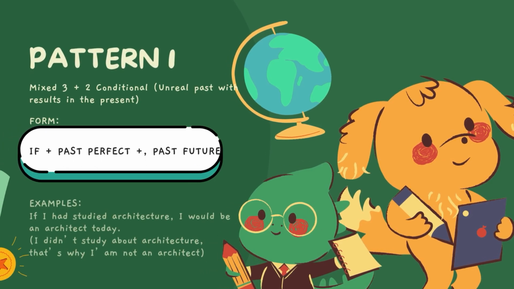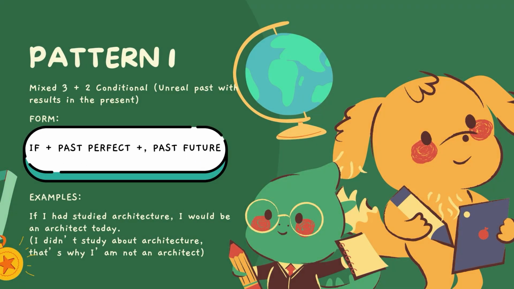Pattern 1 is mixed third plus second conditional, which expresses an unreal past with the result in the present. The formula is if plus past perfect plus past future. The example is if I had studied architecture, I would be an architect today. But the fact is I didn't study architecture, that's why I am not an architect.